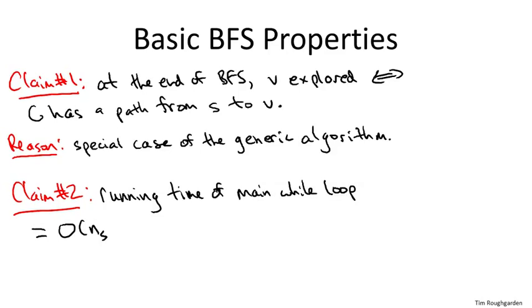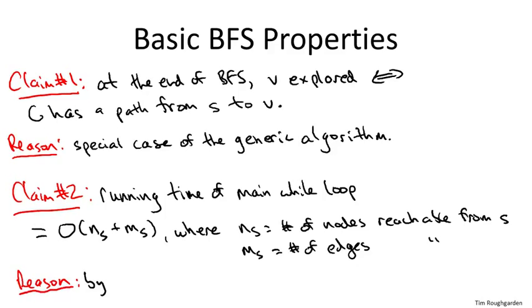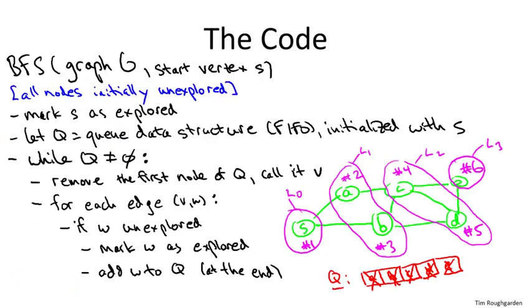Claim number 2 is that the running time is exactly what we want, and I'm going to state it in a form that will be useful later when we talk about connected components. So the running time of the main while loop, ignoring any pre-processing or initialization, is proportional to what I'm going to call NS and MS, which is the number of nodes that can be reached from S and the number of edges that can be reached from S. The reason for this claim becomes clear if you inspect the code, which we'll do in a second. So let's return to the code and just tally up all the work that gets done.